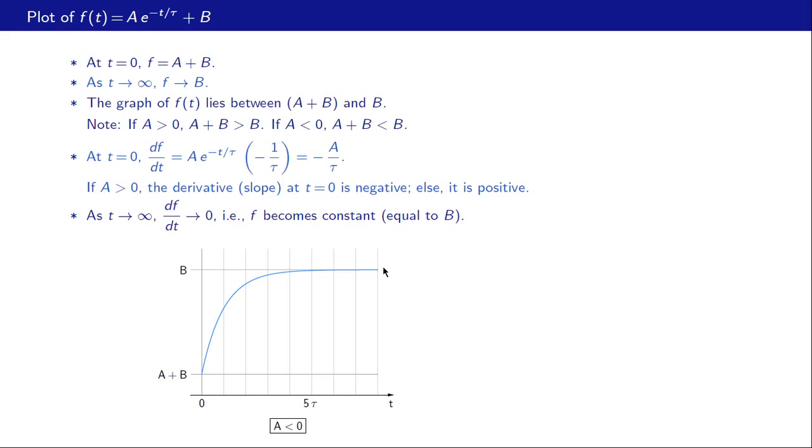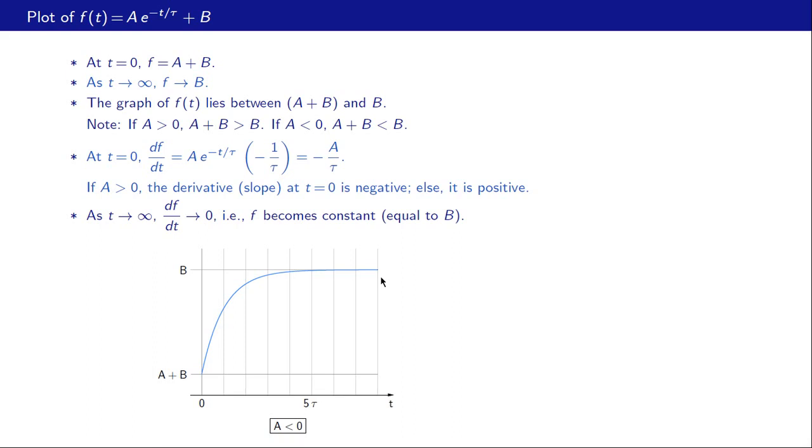What about the slope? If a is less than 0, then the slope at t equal to 0 is positive, like that. And as t tends to infinity, the slope anyway goes to 0 irrespective of the sign of a, and we notice that also over here. And notice also that things stop varying after 5 times tau, as we have already seen in the last slide. So after 5 tau, this function f of t becomes approximately constant, does not change thereafter.